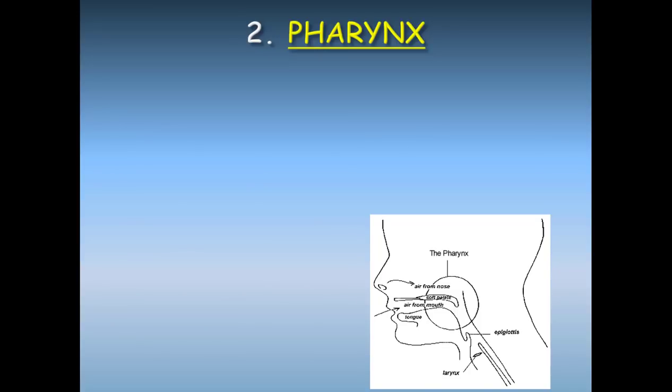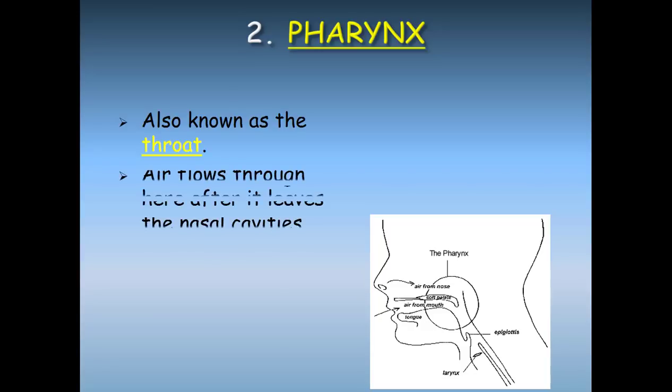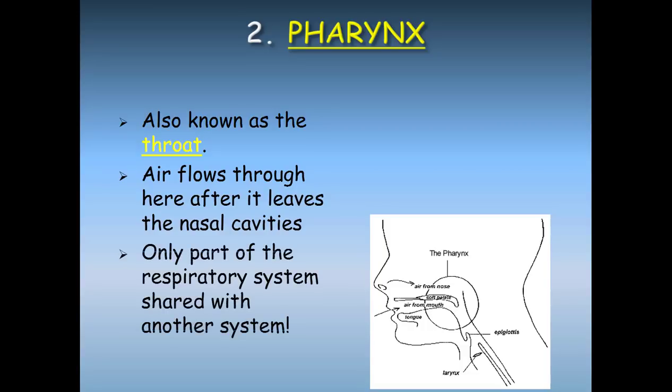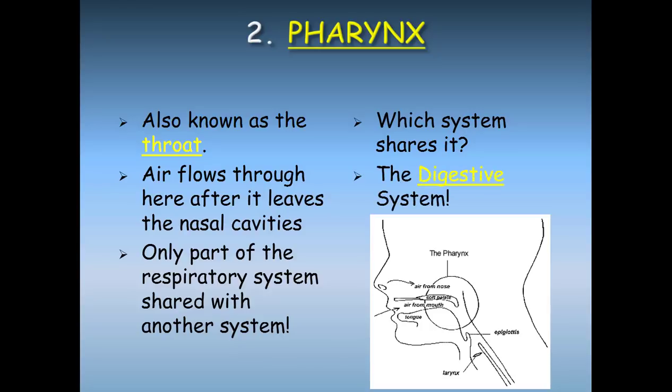The second structure we're going to look at is the pharynx, known to most people as the throat. Air flows through here after it leaves the nasal cavities. This is the only part of the respiratory system that's actually shared with another system. Now, which system do you think that is? That is the digestive system that shares the pharynx with the respiratory system.